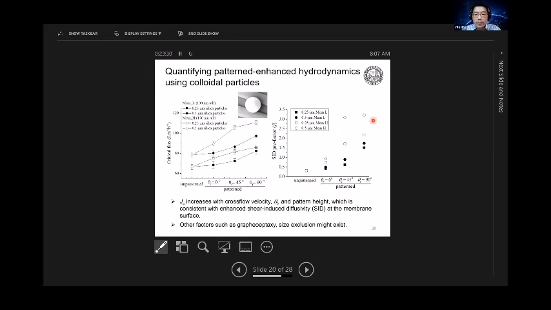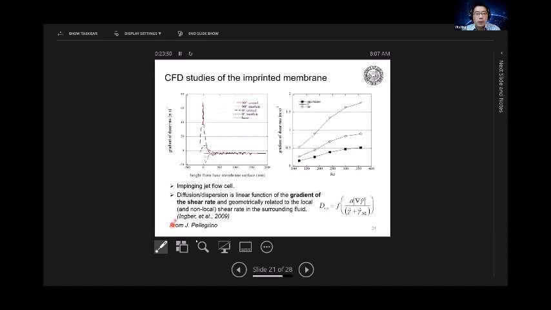Now we do believe, because of size differences of the particles, there are some other factors other than hydrodynamics, for example size exclusion, right? I showed you that for the 500 nanometer pattern, a 500 nanometer particle cannot fall into the trenches, so there can always be liquid going underneath it. And John, our collaborator, Pellegrino, and other folks who have a background in CFD simulation looked at the shear stresses near the membrane surface.